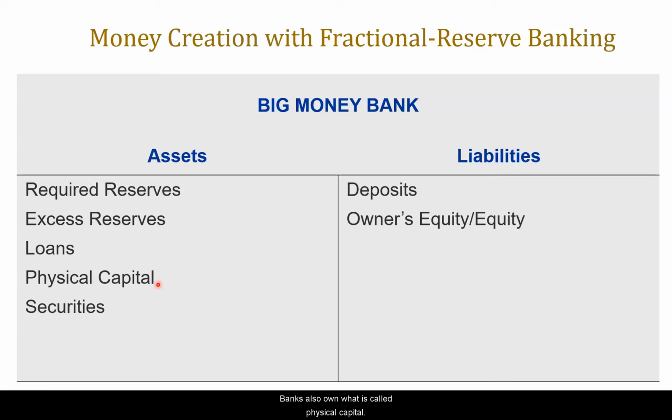Banks also own what's called physical capital. Physical capital can be in the form of property, in the form of land, houses, building, or simply equipment. And securities. Securities is another word for bonds. And we're going to talk about the bond market in my next video dealing with the monetary system. So let's see how money is created with the fractional reserve banking system.